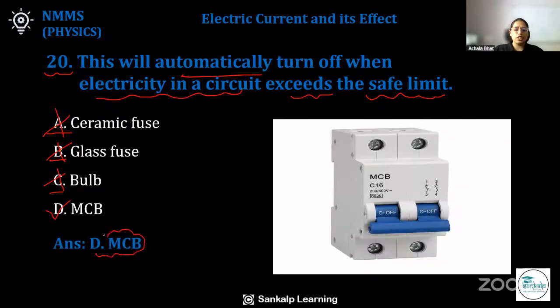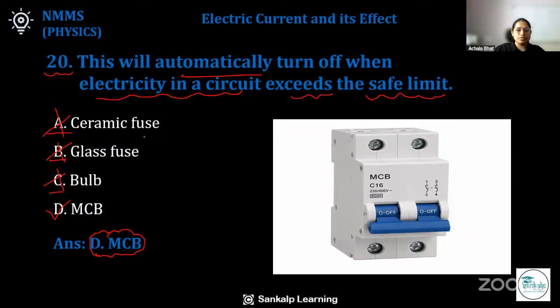MCB is miniature circuit breaker. When it detects some abnormality, like overload or short circuit happening, it automatically turns off. It cuts off the power supply. MCB automatically turns off when electricity in circuit exceeds the safety limit. You may have seen this type of pictures, right? These are MCB, miniature circuit breaker.